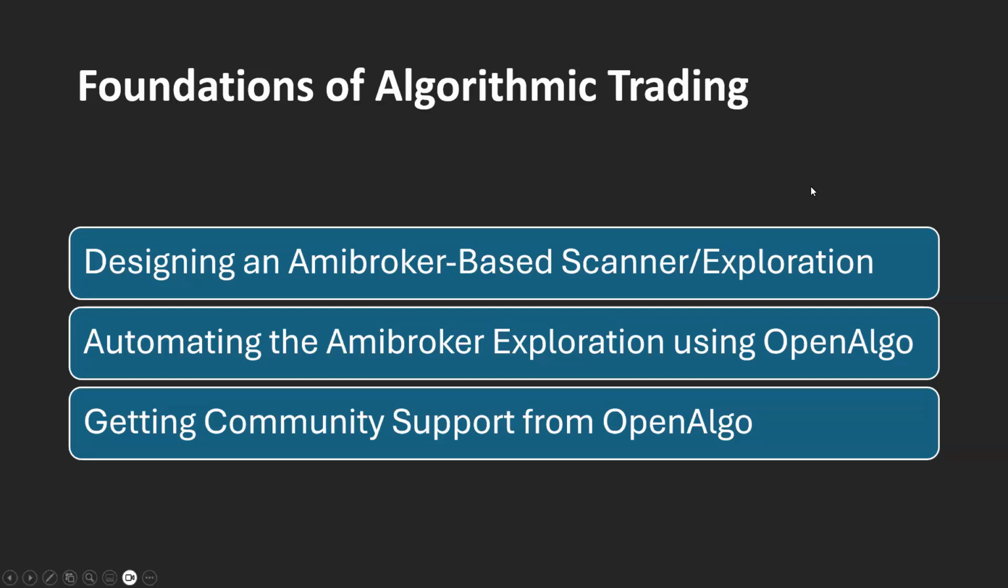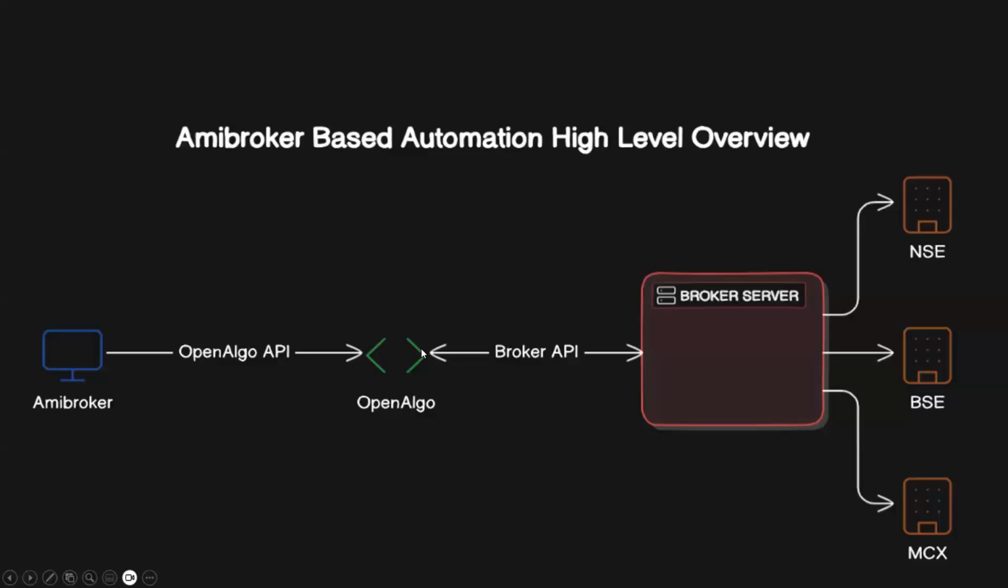So in today's session, we're going to use OpenAlgo as an intermediate bridge. From Amibroker, we're going to generate continuous scanning-based signals, exploration-based signals in real time. And any signal coming in real time, we're going to use OpenAlgo to transmit the order to the broker. And from the broker, it will be transmitted back to the exchange. So that is what we're going to do in today's session.